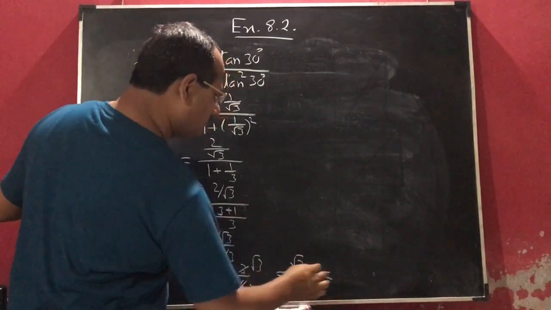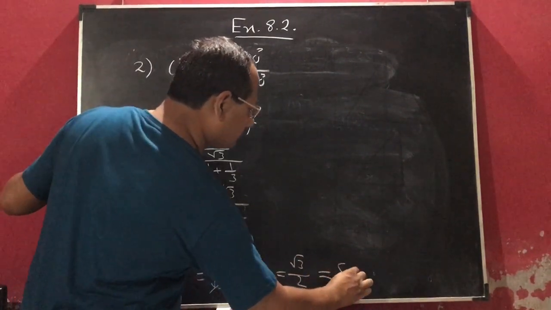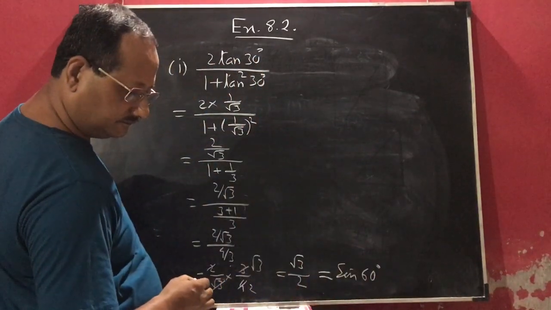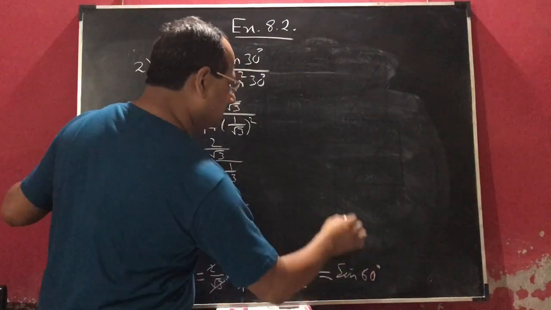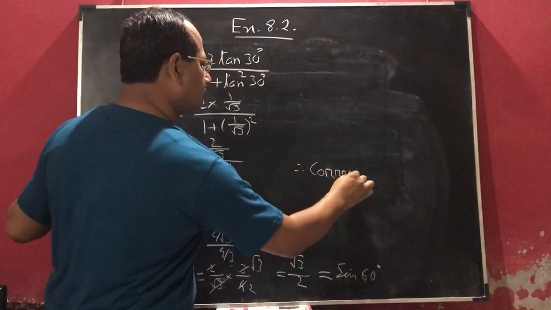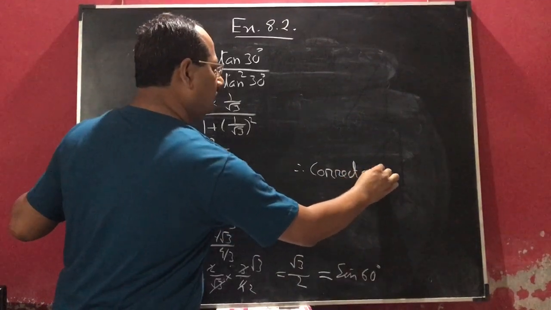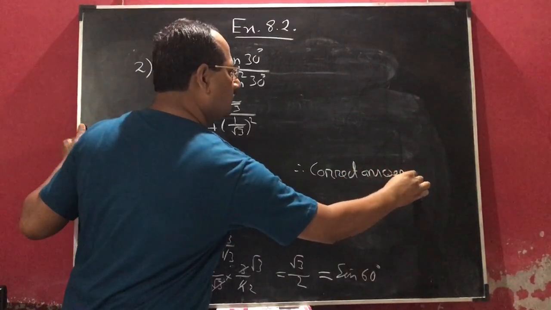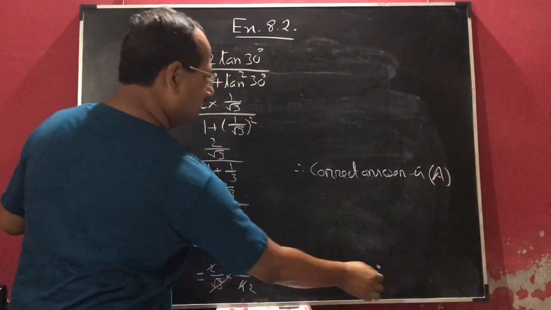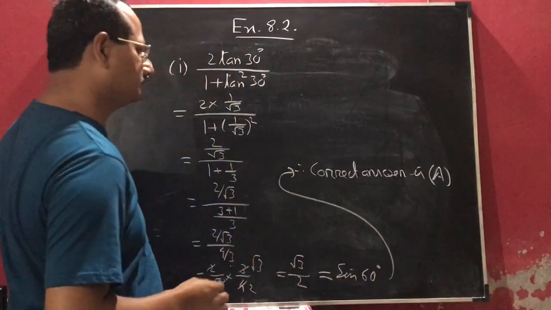So root 3 by 2 is what? Sine of 60 degree. The correct answer is A. Correct answer is A.